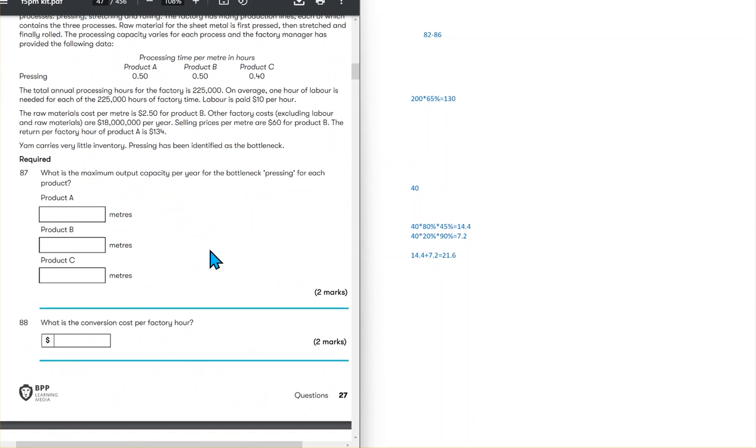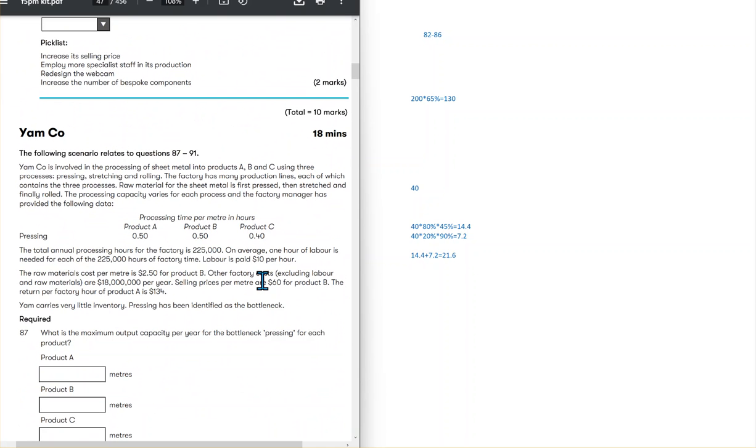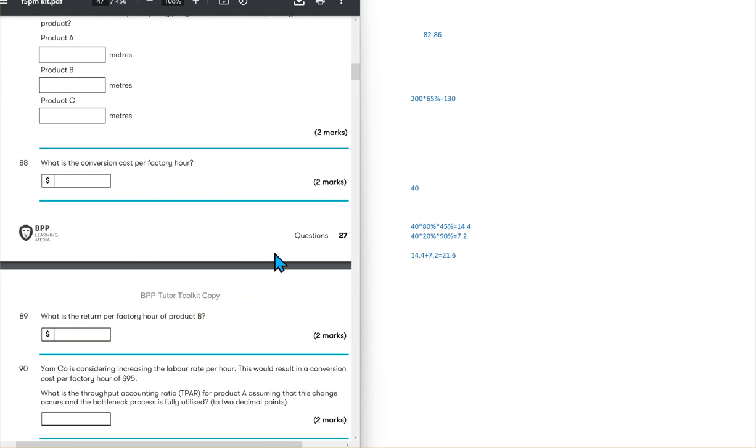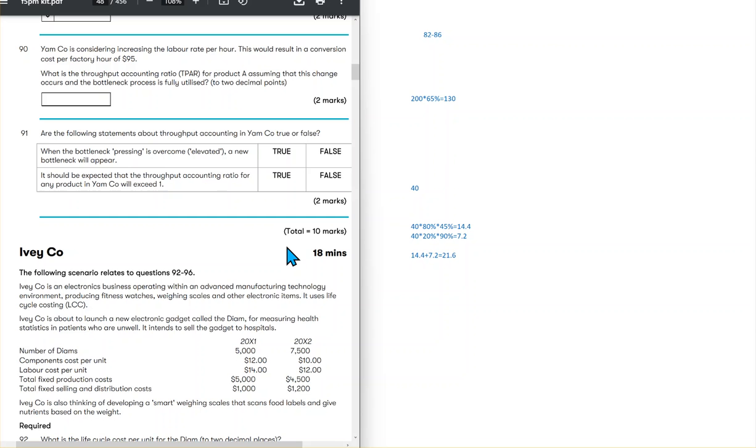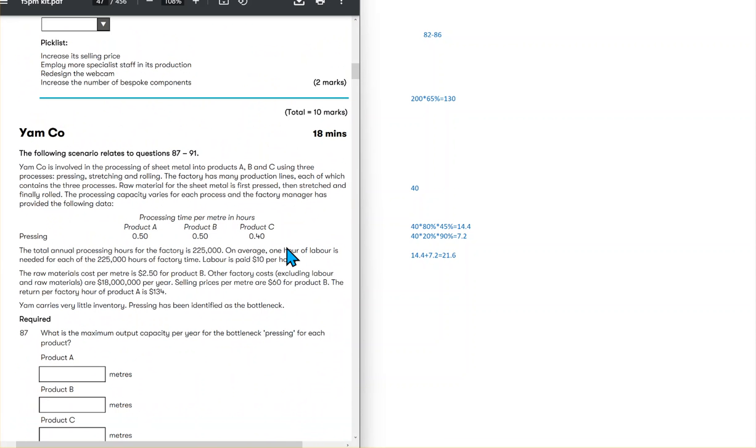Okay, let's see what the next question is. This also relates to throughput. I will see if it is difficult, I will answer it, otherwise I will leave it. I will skim it.